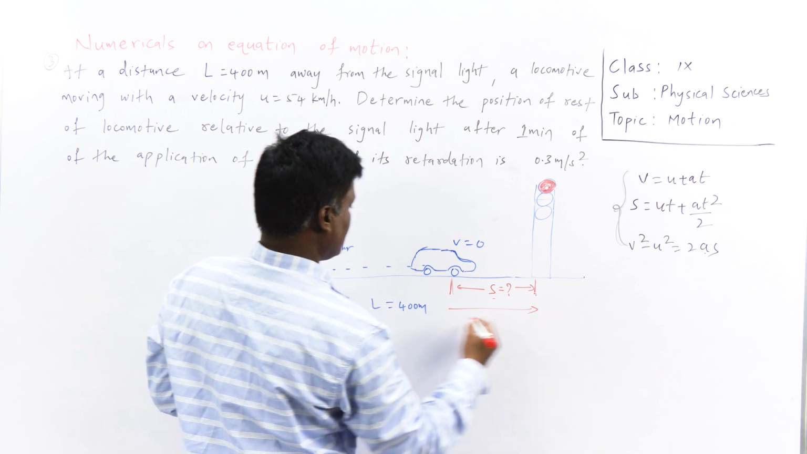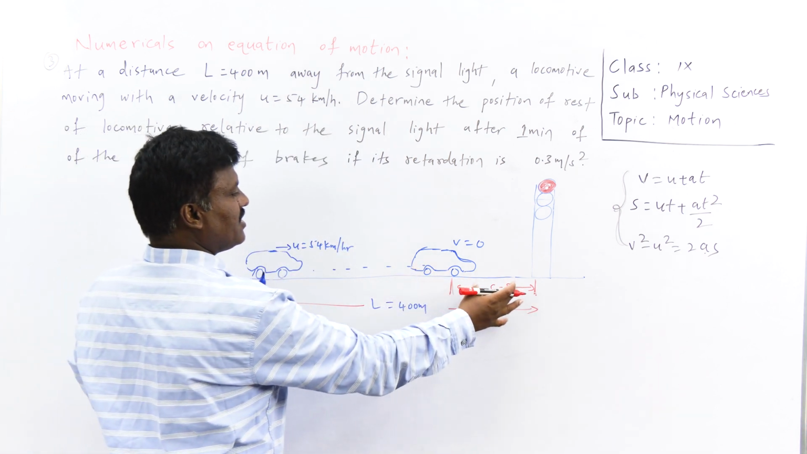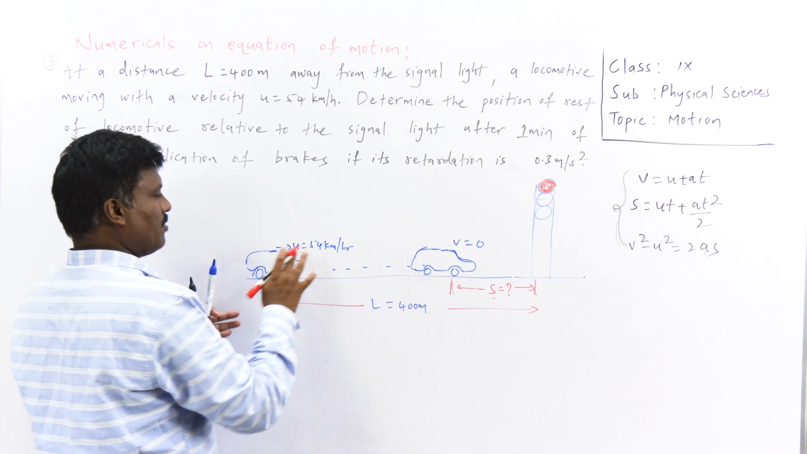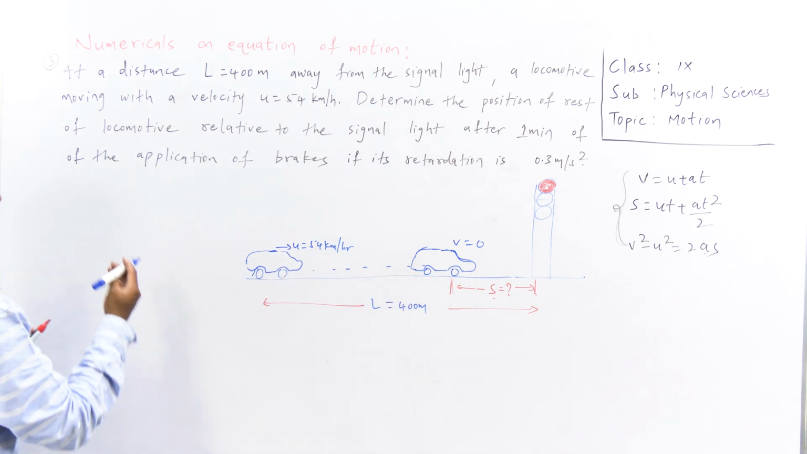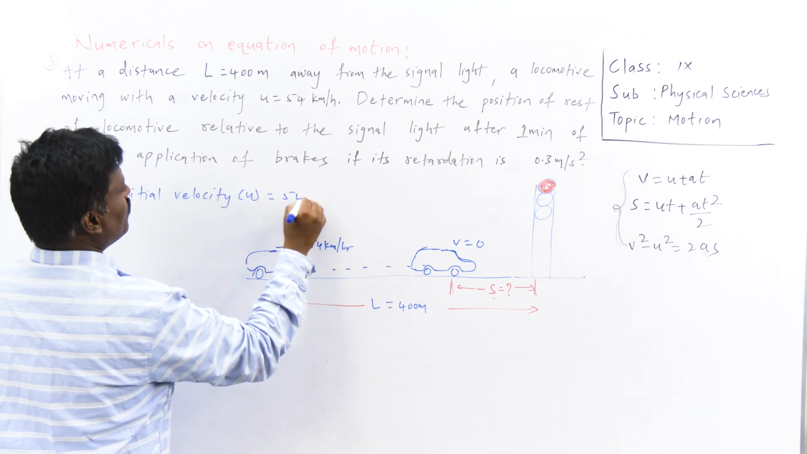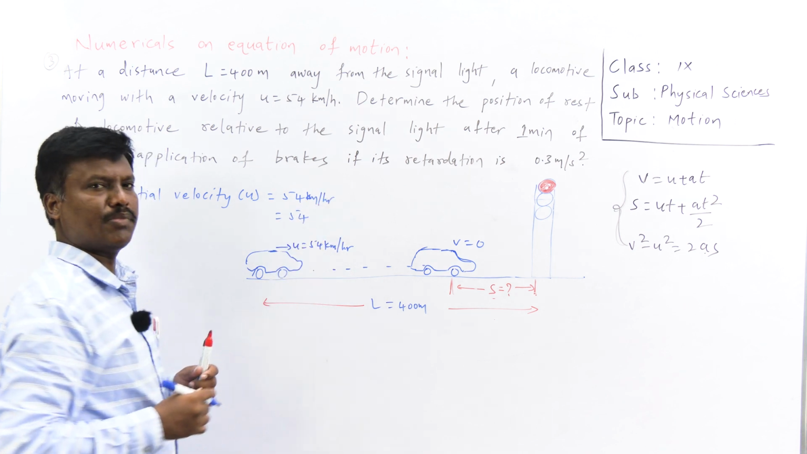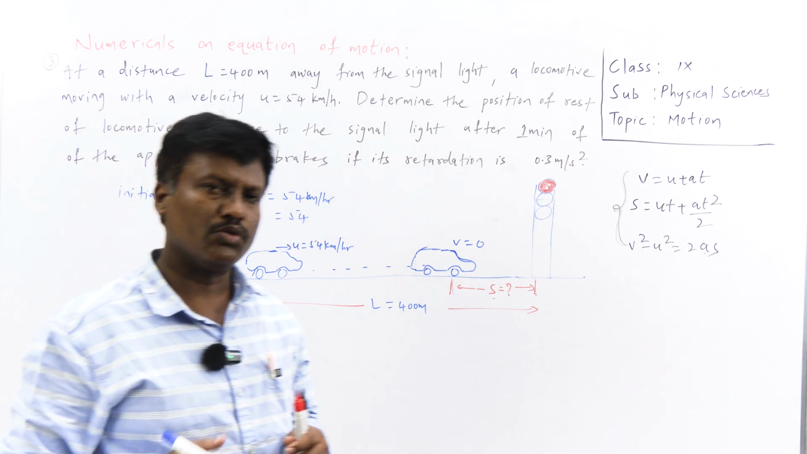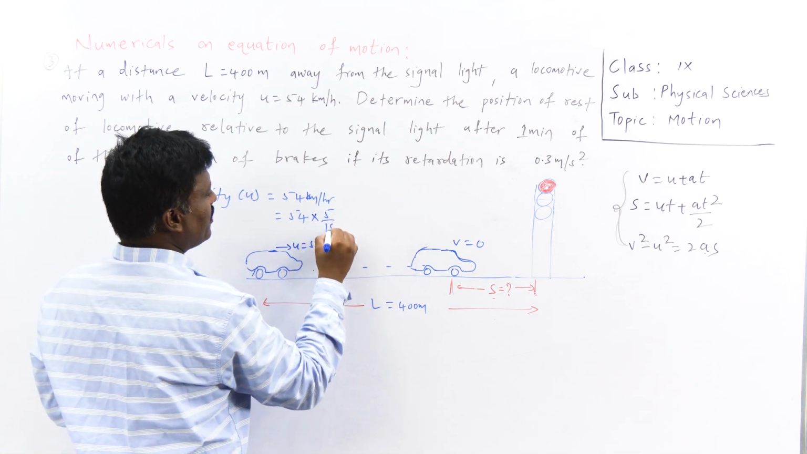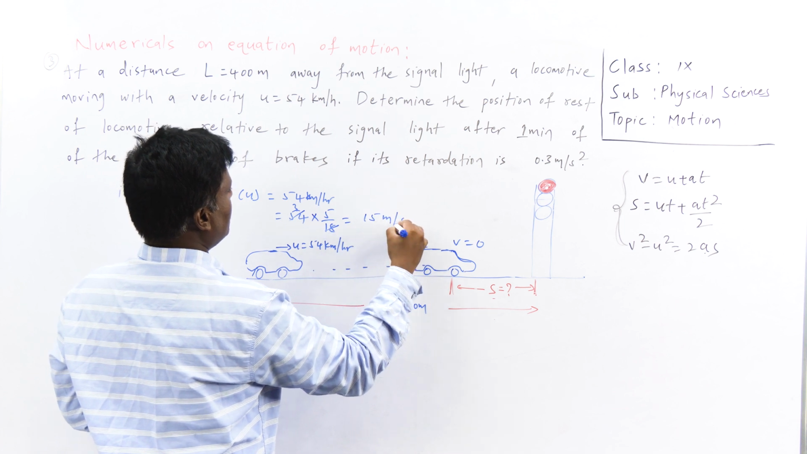You know what this distance is? The total is 400 meters. If we know this distance, it can be calculated easily. So now we are going to find this distance. The object is moving with what velocity? Initial velocity u is 54 kilometers per hour. But kilometer per hour is a practical unit, so we have to convert into meters per second. 54 into 5 by 18: 18 ones are 18, 18 threes are 54, so 3 fives are 15 meters per second.